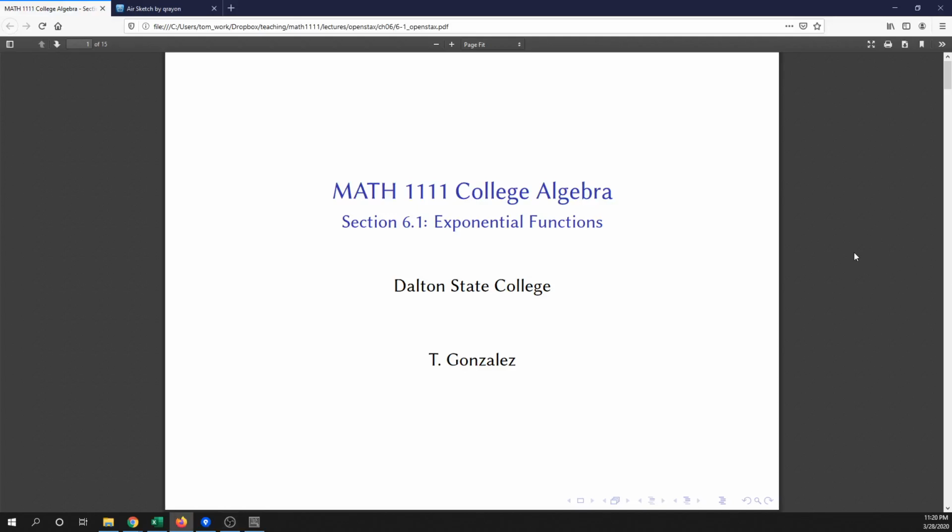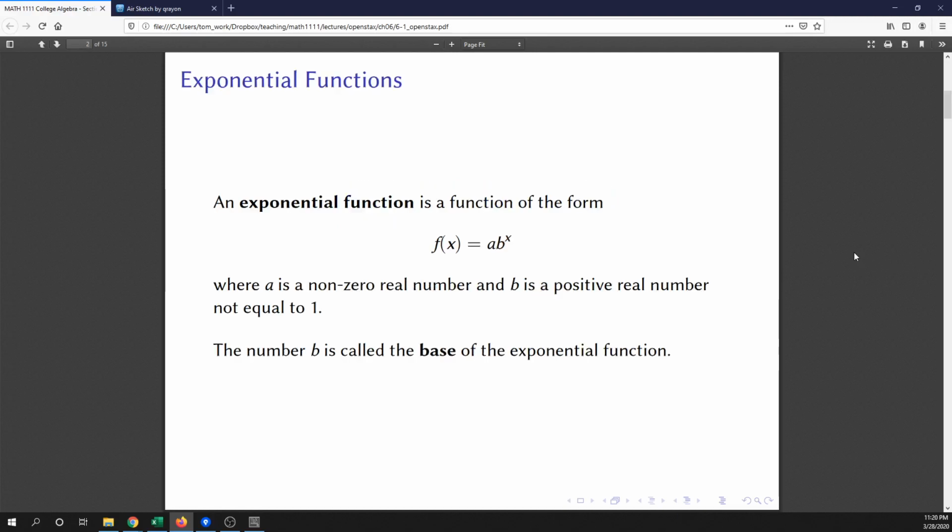In this video, we are going to talk about exponential functions. An exponential function is a function of the form a times b to the x, where a is a non-zero real number. If a is zero, that would just make this whole thing zero, and that's not an exponential function. And then b is a positive real number not equal to 1.